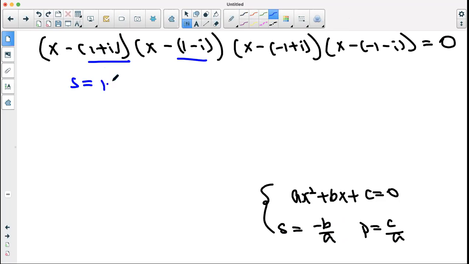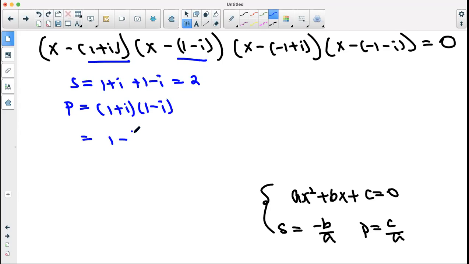Sum is equal to 1 plus i plus 1 minus i, which is equal to what? 2. What's the product? 1 plus i times 1 minus i. What is that equal to? Oh, that's equal to 1 minus i squared, isn't it? By difference of squares, that's equal to 2 as well. So the sum is 2, the product is 2.